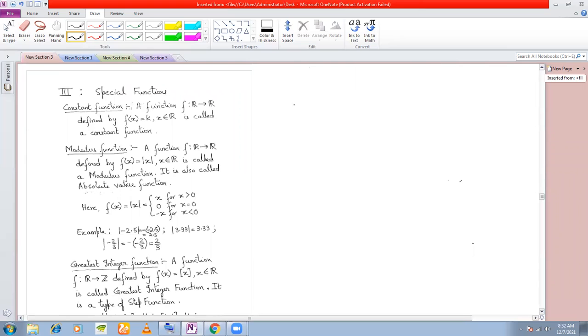First special function is called the constant function. Remember these definitions. Constant function, if I say f(x) is equal to half, this is a constant function because whatever value of x you take, the value of the function will remain half. Suppose if I want to find out f(-1), it will be half. If I want to find out f(1.5), it will also be half.